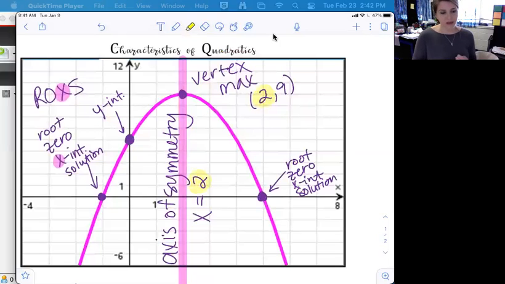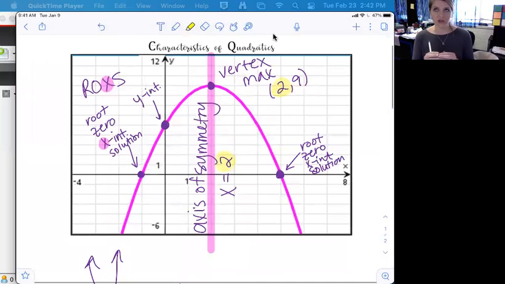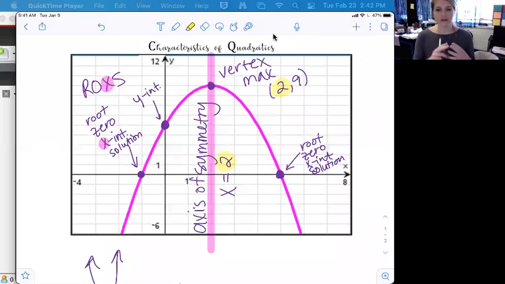These are the attributes that you have to memorize to be successful with our quadratics. You have your rocks, which is your roots, your zeros, your x-intercept, and your solution. You have your y-intercept. You have your vertex, and then you have your axis of symmetry. Okay, I'm going to move you onto this next page, and I want you to see if you can label these without me.